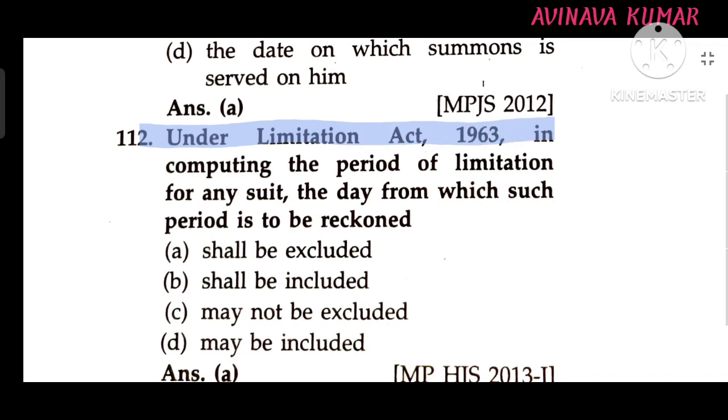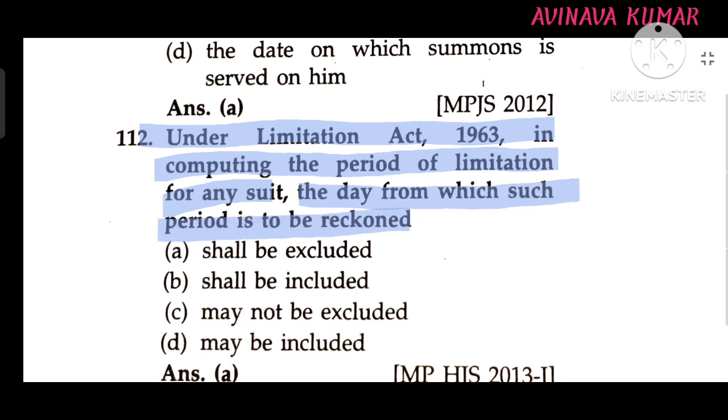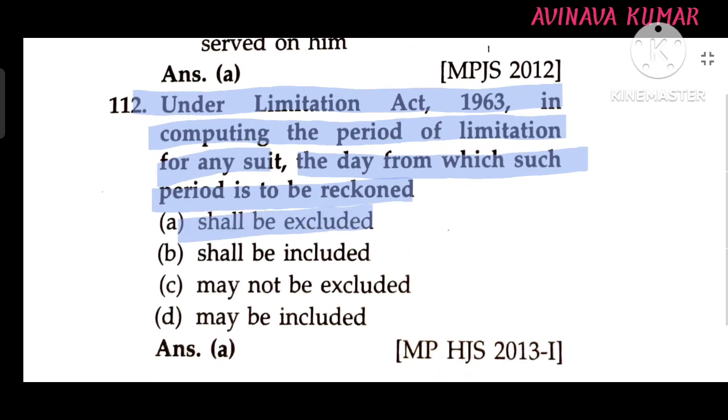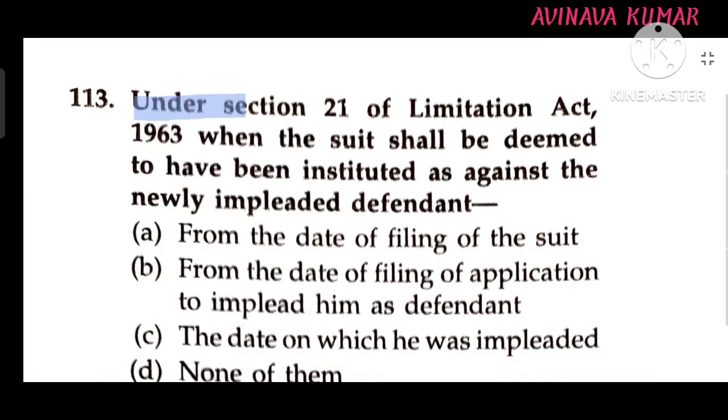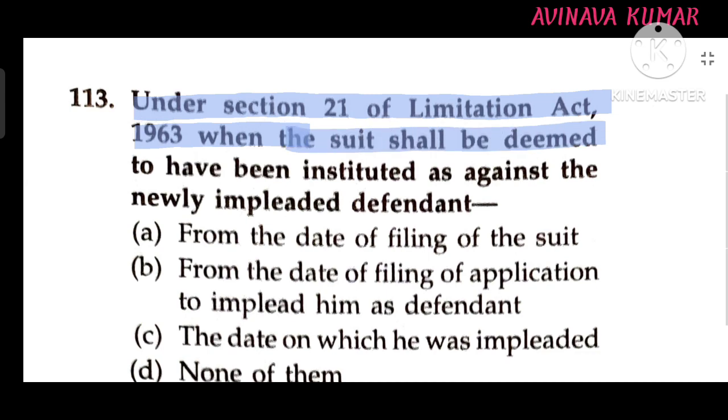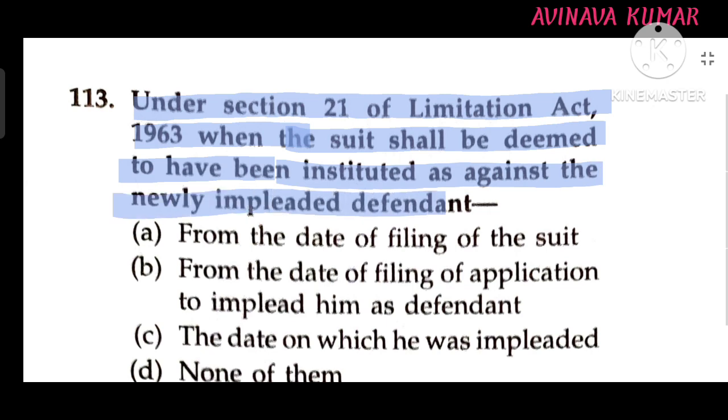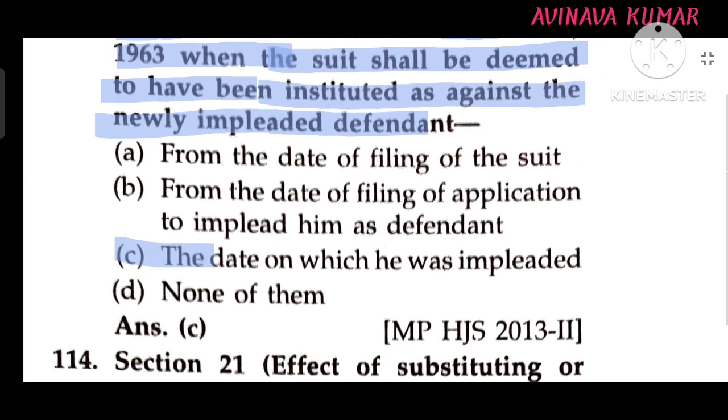Under the Limitation Act 1963, in computing the period of limitation for any suit, the day from which such period is to be reckoned shall be excluded. Under Section 21 of the Limitation Act 1963, the suit shall be deemed to have been instituted as against the newly impleaded defendant on the date on which he was impleaded.